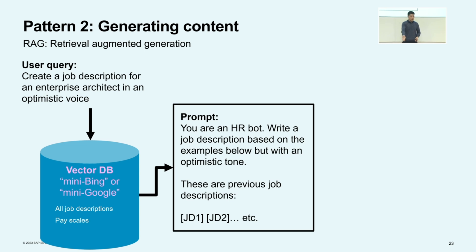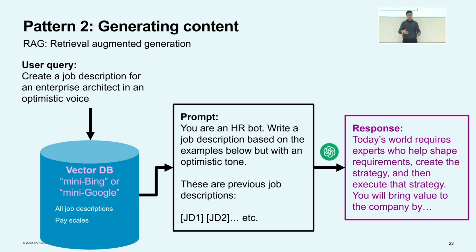But again, write an HR bot. You can tell it to write in some specific tone. For example, here are some previous job descriptions. Use this, and then it will be able to generate a response for you. Right? And so that's just basically how it works. Natively, if you were to go to ChatGPT today, you can ask it to write a job description for an enterprise architect, and it'll probably give you a pretty decent response. But if you want to guide it and say, write one in the style of my company, then this is where the vector DB is useful, and why you would want to use RAG for this.